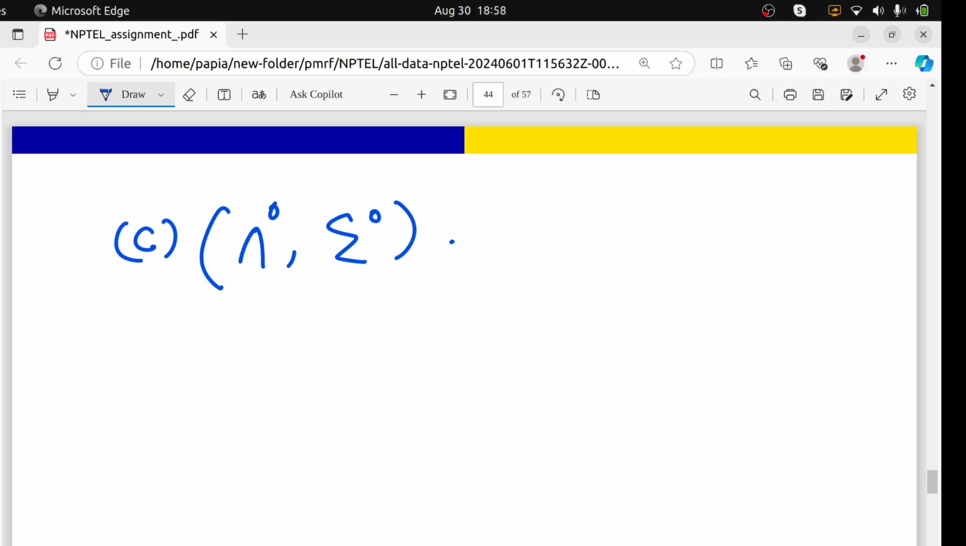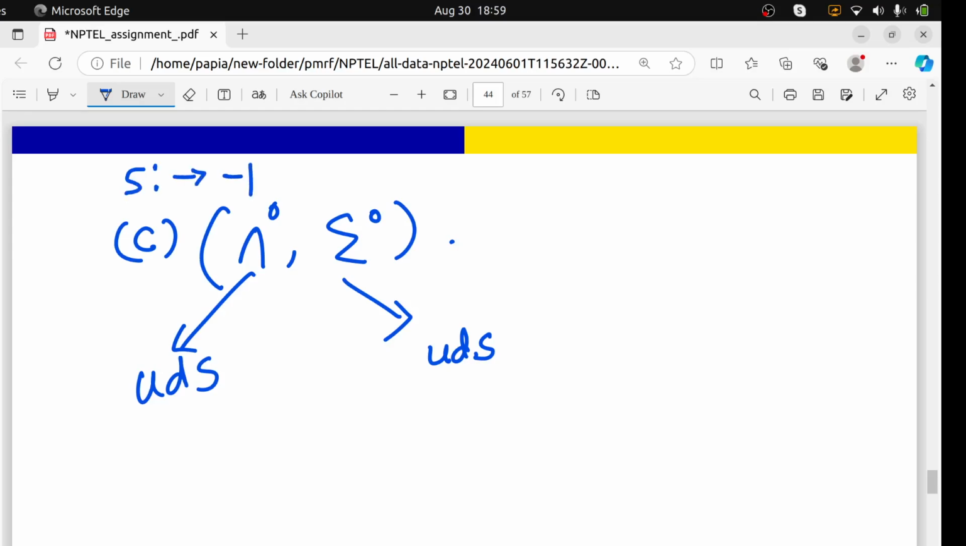Now what is the quark content for lambda 0? What is the quark content for sigma 0? Lambda 0 has the quark content UDS. Sigma 0 also has the quark content UDS. Why? The strangeness for lambda 0 is -1. Strangeness for sigma 0 is also -1. Now -1 is coming from which sense?